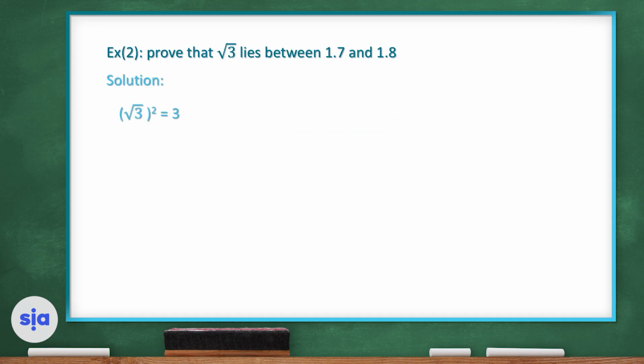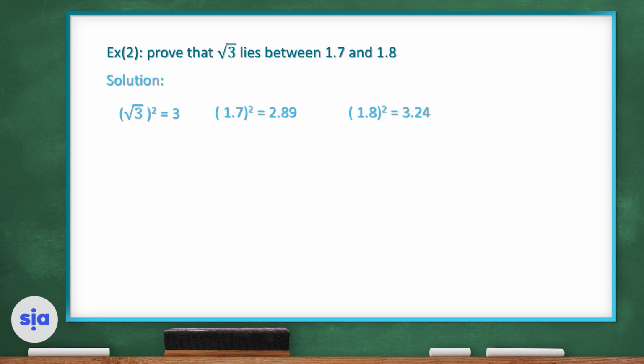Example number 2. Prove that square root of 3 lies between 1.7 and 1.8. How can we solve this? Every one of these three numbers, we're going to raise to the power of 2. So, square root of 3 to the power of 2 is 3. 1.7 to the power of 2 is 2.89. And 1.8 to the power of 2 is 3.24.